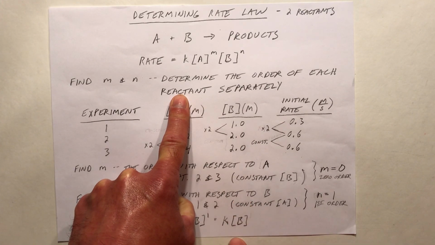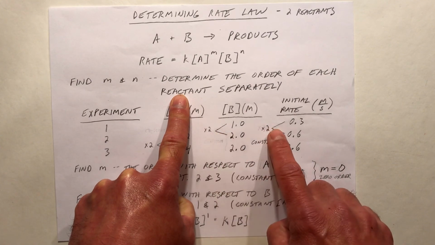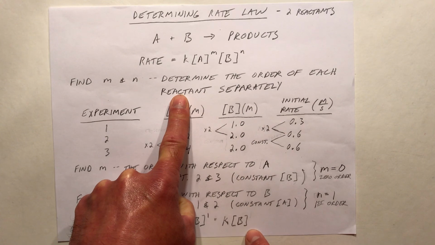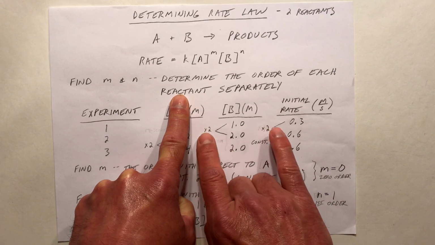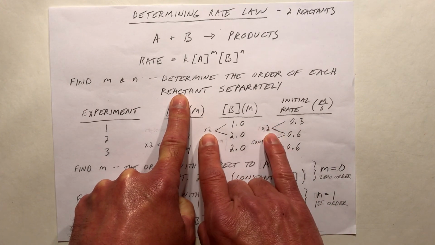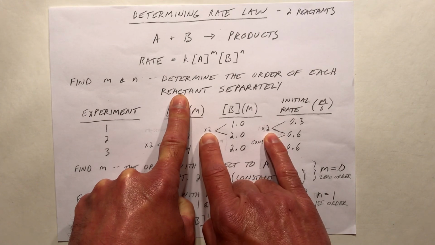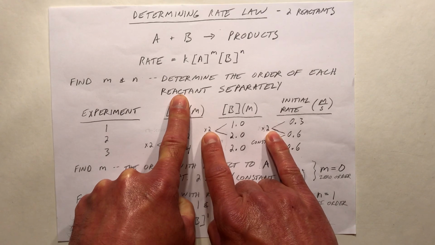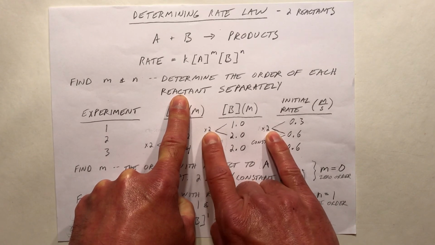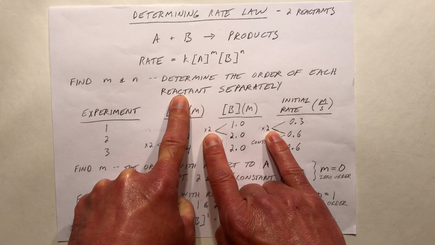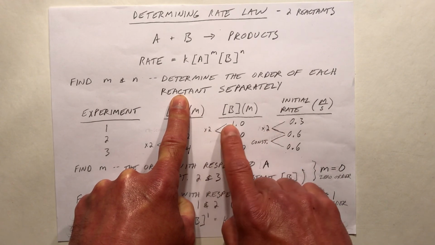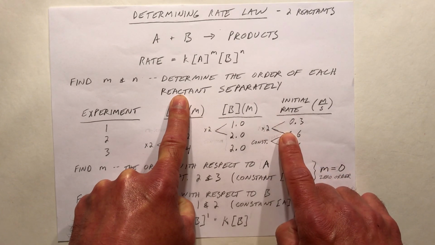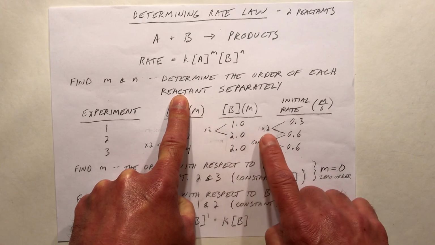If it's 0 order, a change in the concentration will have no change in the rate. It'll stay constant. If it's a first order like this one, changing the concentration changes the rate directly proportionally. So we double the concentration here, we double the rate. And if it's not constant and it's not a one-to-one relationship, then it's likely going to be a second order reaction, where if you change the concentration, the rate of the reaction changes by that same multiplier squared.